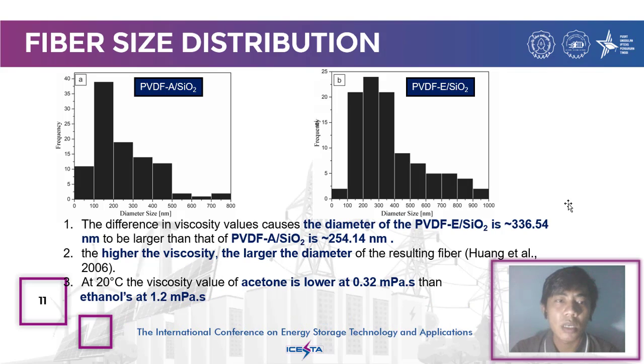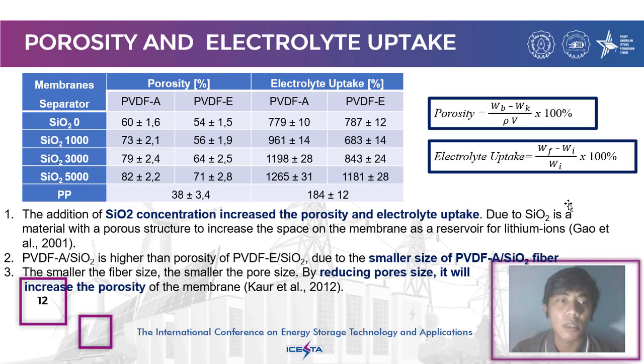Fiber size distribution. The difference in viscosity value causes the diameter of PVDF-E SiO2 to be larger than that of PVDF-A SiO2. The higher the viscosity, the larger the diameter of the resulting fiber. At 20 degrees Celsius, the viscosity value of acetone is lower than ethanol. Porosity and electrolyte uptake. The addition of SiO2 concentration increased the porosity and electrolyte uptake, because SiO2 is a material with a porous structure that increases the space of the membrane as a reservoir for lithium ion. PVDF-A SiO2 has higher porosity than PVDF-E SiO2 due to the smaller fiber size of PVDF-A SiO2.